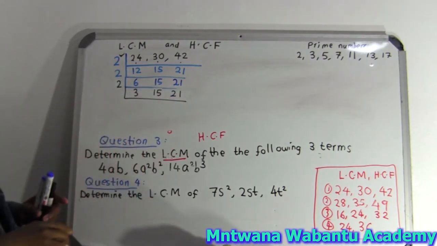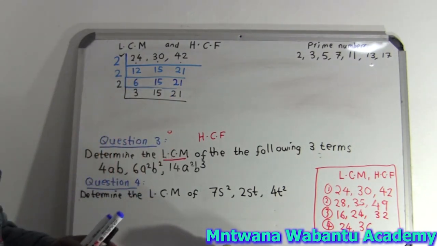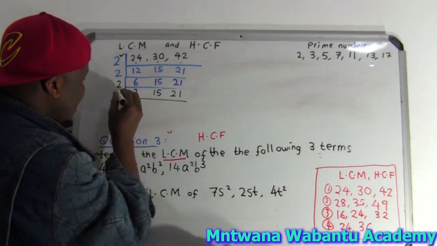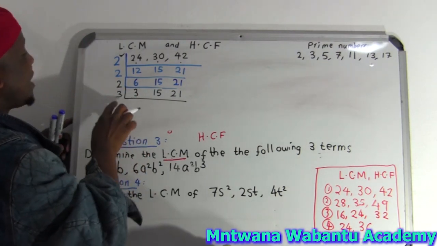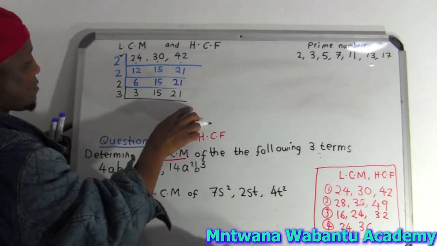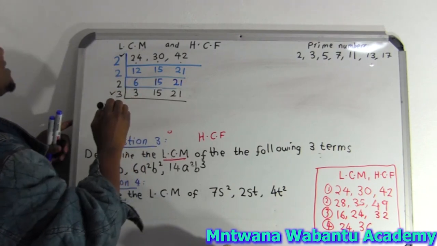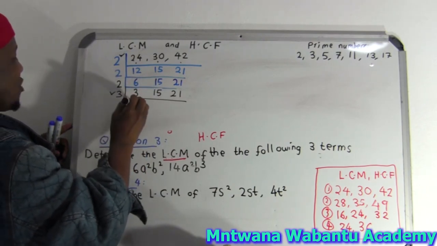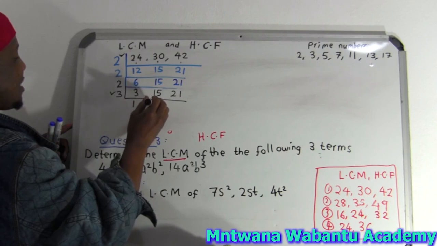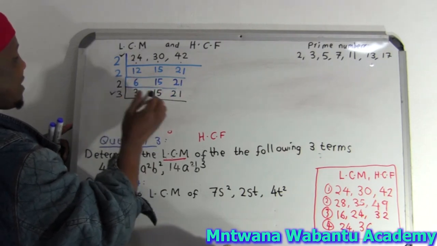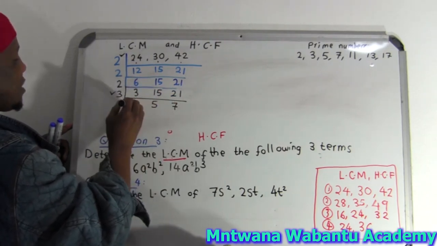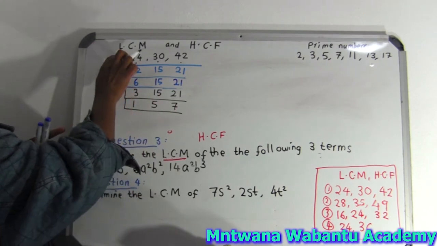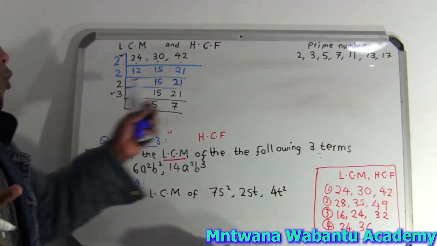Now we come here. Can you do 2 again? No, 2 is not going to work here. So we go for the next one, which is 3. Now, 3 is going to go for all of them, so let's tick it. 3 divided by 3 is 1, 15 divided by 3, you get 5, 21 divided by 3 is going to give you 7. Okay, so only these are the two numbers which divide the whole line.